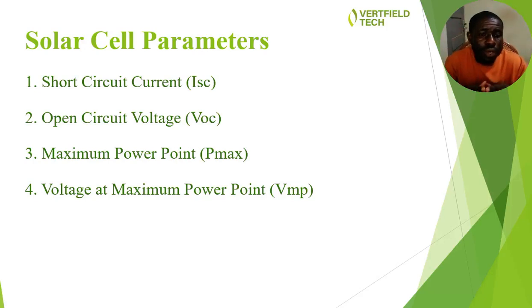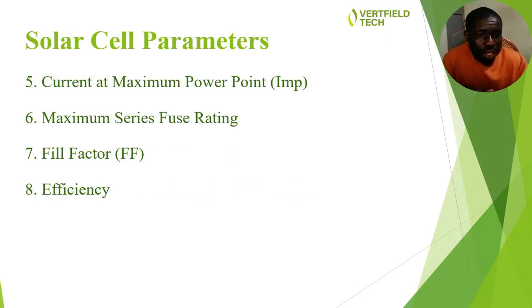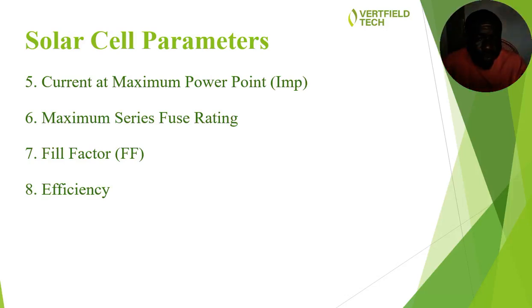You have the one we call the short circuit current. We have open circuit voltage. We have maximum power point, voltage at maximum power point, VMP. We have current at maximum power point, IMP. We have the maximum series fuse rating. We also have the fill factor. We also have the efficiency.